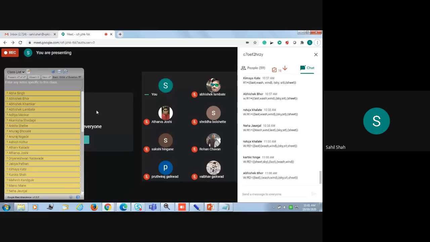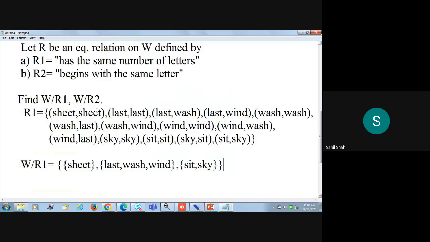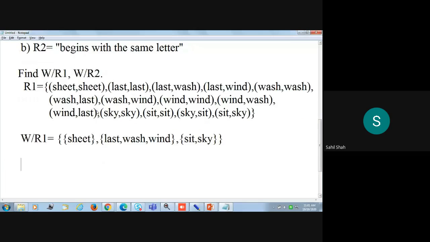Are you clear? So what is the second relation given? Begins with the same letter. So now I am not writing R2, I am directly writing the partition induced on W by R2. So what will it be? We will have shit related with sit, comma, sky. How come? Because all these words are starting with the same letter S, comma. I will have wash, comma, wind. And there is no other word which is starting with L. So I will have the third block, last, which will have last.